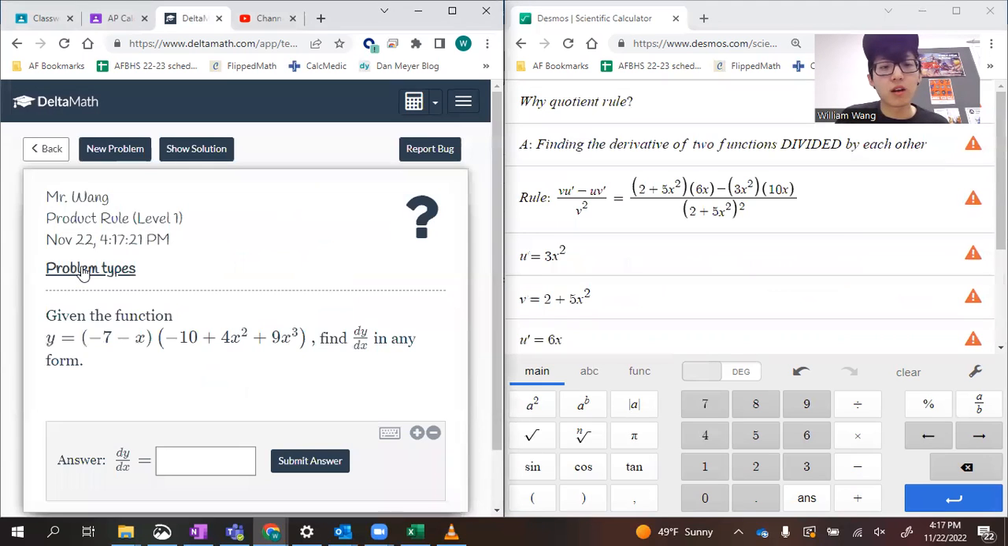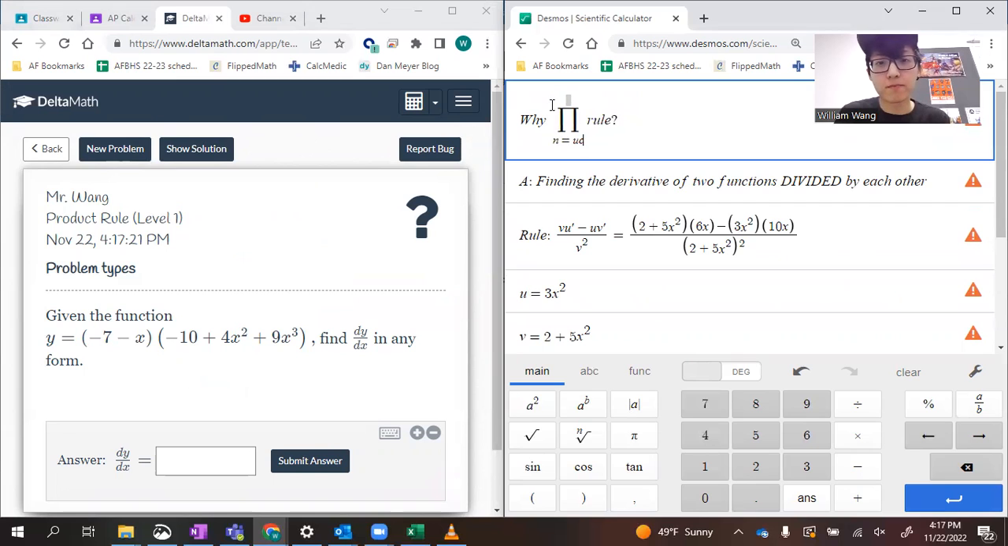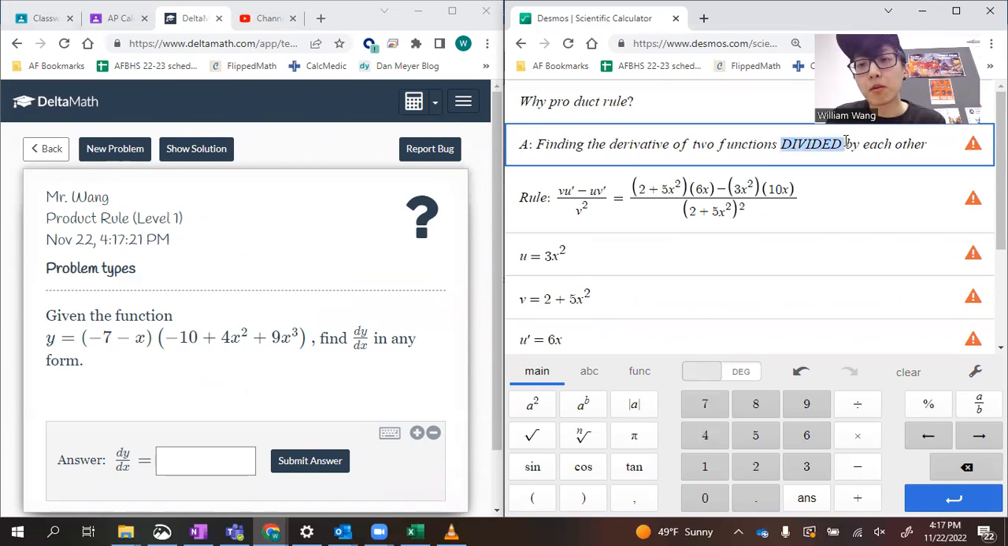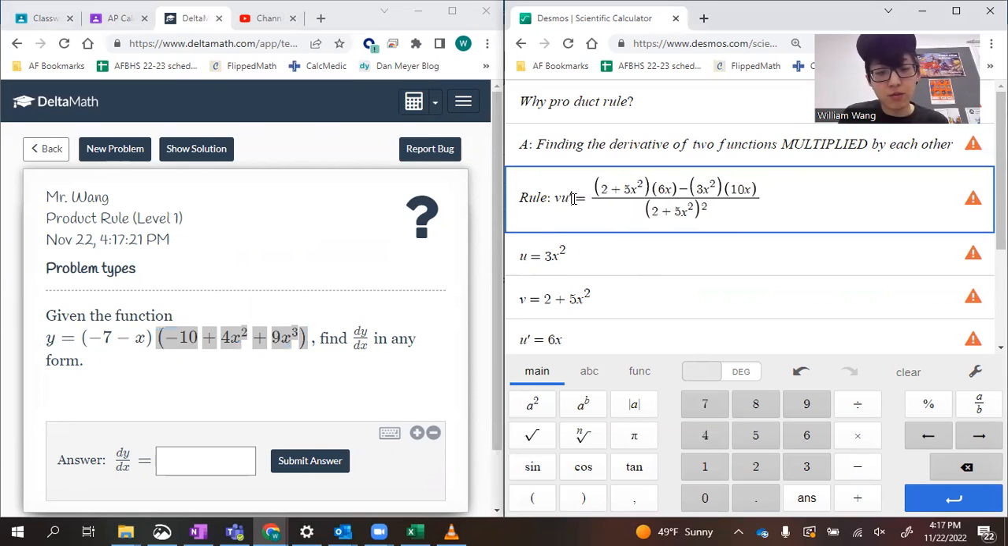Product rule, yeah, let's do 2 of these product rule ones. So first, why product rule? The answer is I'm finding the derivative of two functions multiplied by each other. And you can clearly see that here. Parentheses, -7 minus x is being multiplied by this whole function, which is in parentheses. Now my rule is this, vu prime plus uv prime, right?